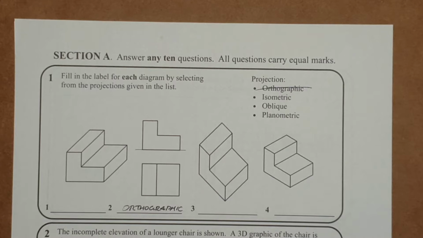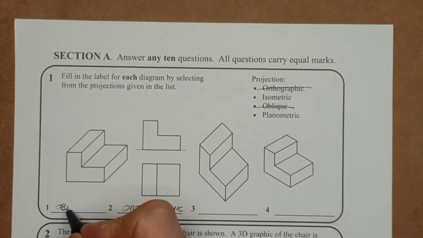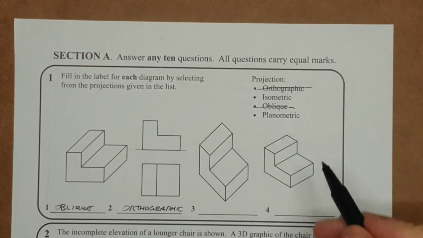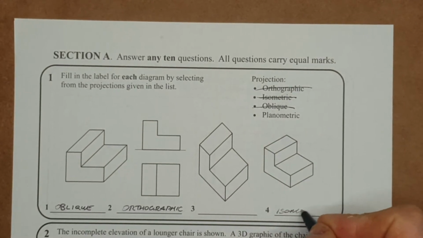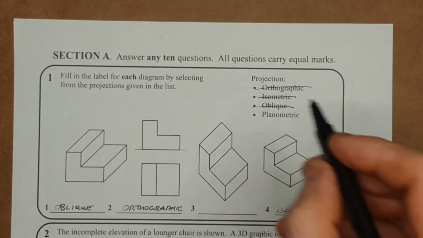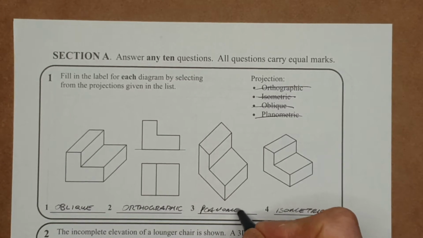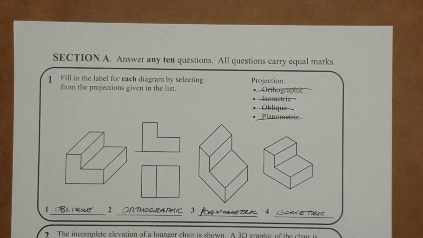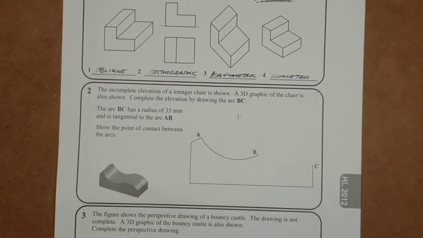Then, first one here is oblique. This one here, isometric. And finally, planometric. Moving on to our next question.